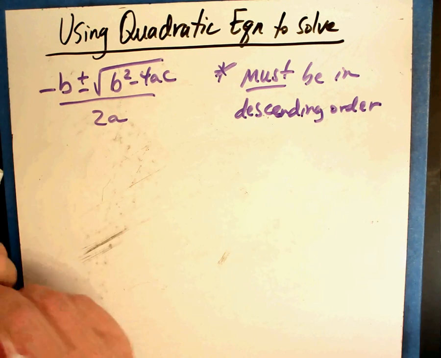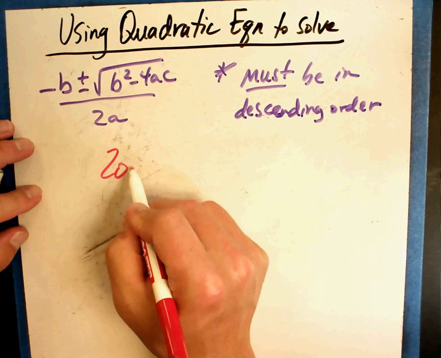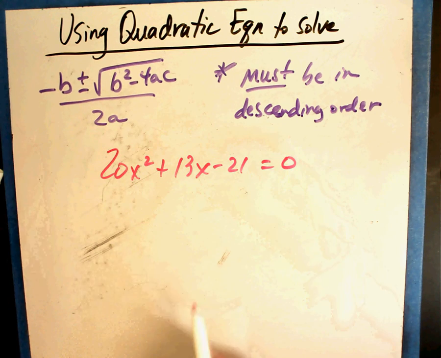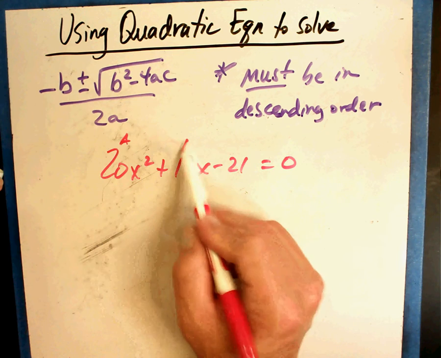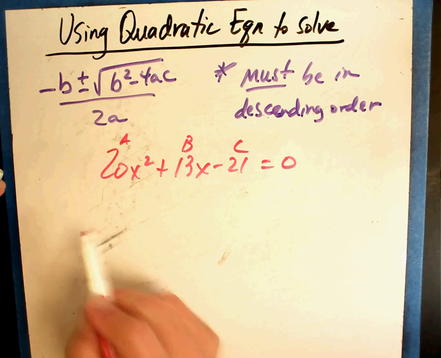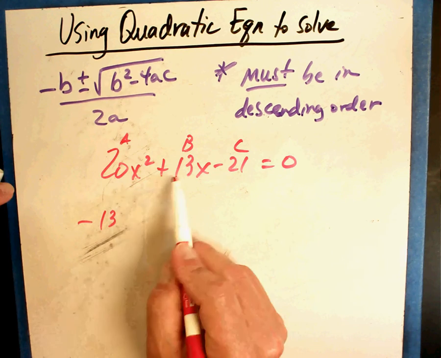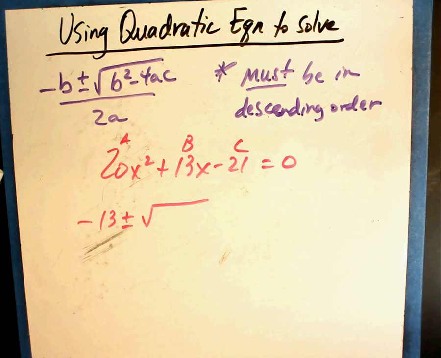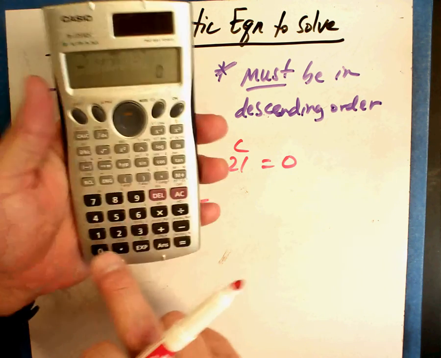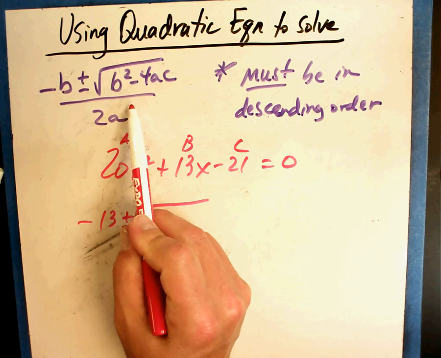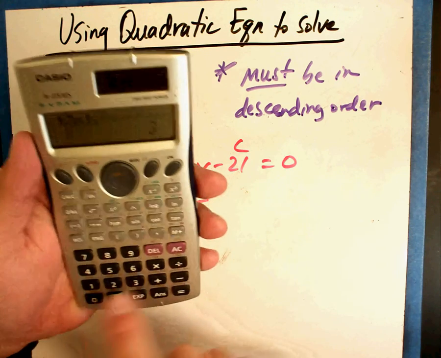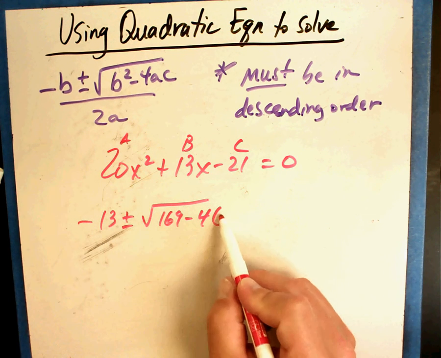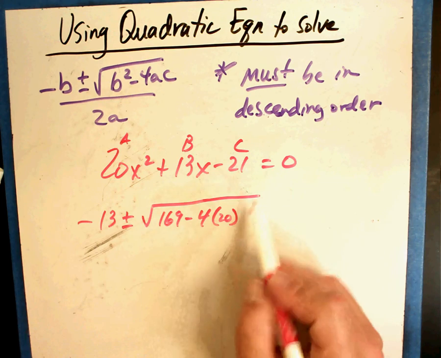So let's take an example and use the quadratic equation. 20x squared plus 13x minus 21 equals 0. Using the quadratic equation, just a reminder, this is A, this is B, this is C. So minus B is minus 13 plus or minus the square root of B squared. Now this will be a section where you might get to use your calculator, but you have to know the quadratic equation by memory. So 13 times 13 is 169. Minus 4 times A, which is 20, and C is minus 21.